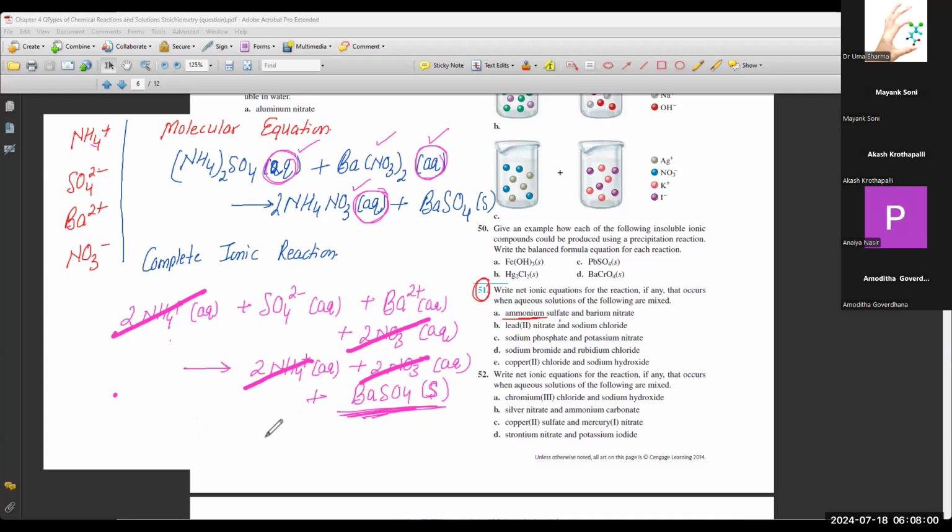Okay. So what's the net ionic equation? Net ionic equation without spectator ions. Barium 2 plus sulfate 2 minus, giving you barium sulfate solid. Yes. So that's how we have to work this.